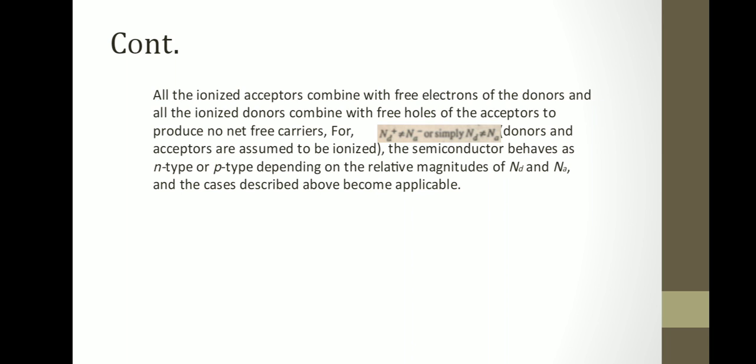For Nd plus not equal to Na negative, or simply Nd not equal to Na, donors and acceptors are assumed to be ionized. The semiconductor behaves as n-type or p-type depending on the relative magnitudes of Nd or Na, and the cases described above become applicable.